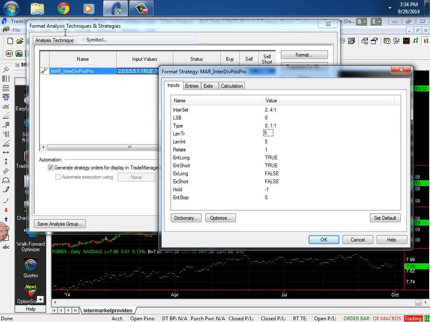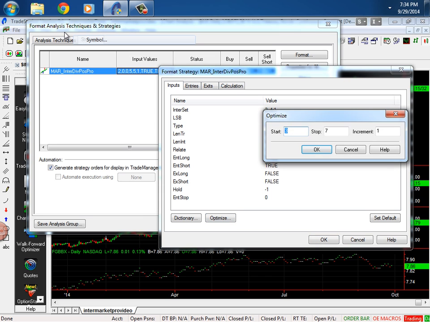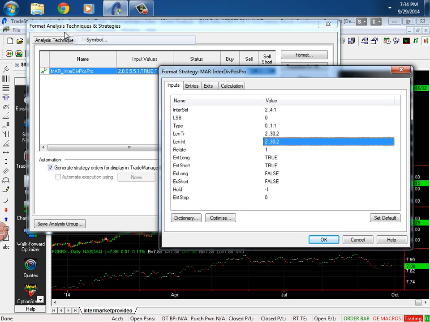Okay. Let's now optimize the periods that we're using for the momentums and the moving averages. We're going to go from 2 to 30 in steps of 2, for the intermarket. Relate is 1. We said these were positively correlated. Now, interlong and intershort are very powerful tools that we can use.